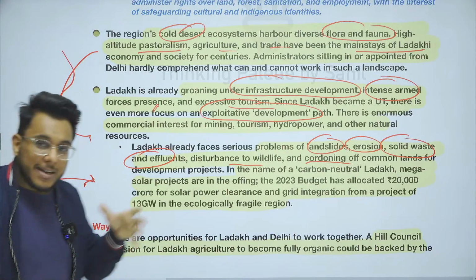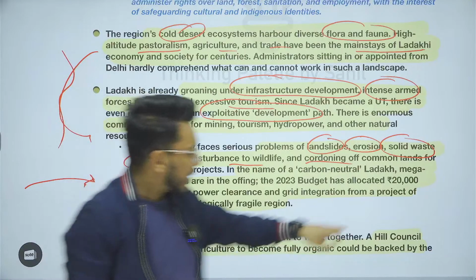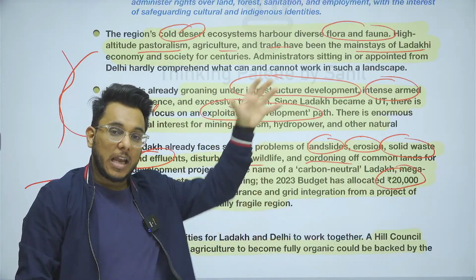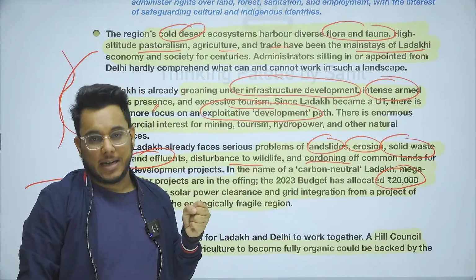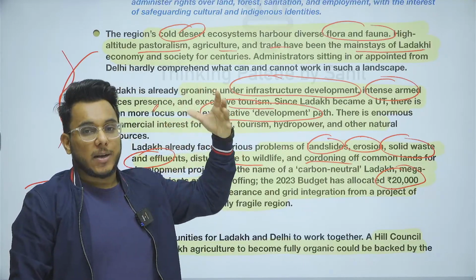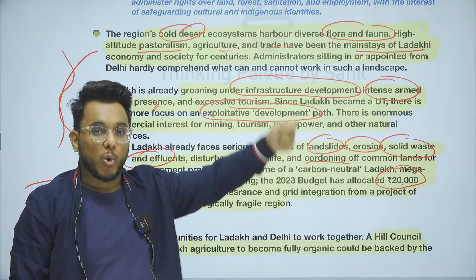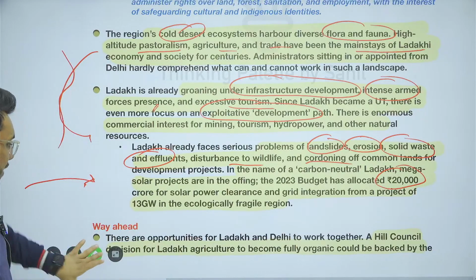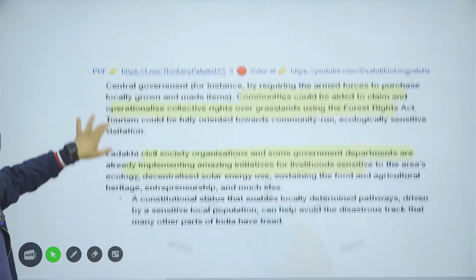Now, the government is also pushing development in Ladakh. In the recent budget, the government announced that 20,000 crore rupees will be allocated so that solar power can be deployed in Ladakh and evacuated for the entire country. For that, solar plants will come, and infrastructure such as wires, poles and transmission lines will come. This will disturb the fragile ecology of Ladakh, and therefore they want protection in the form of the 6th schedule.